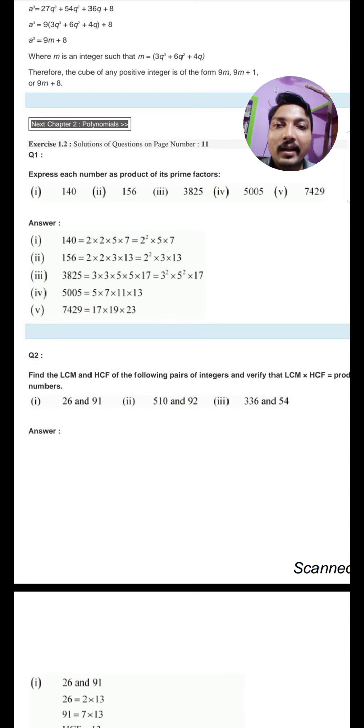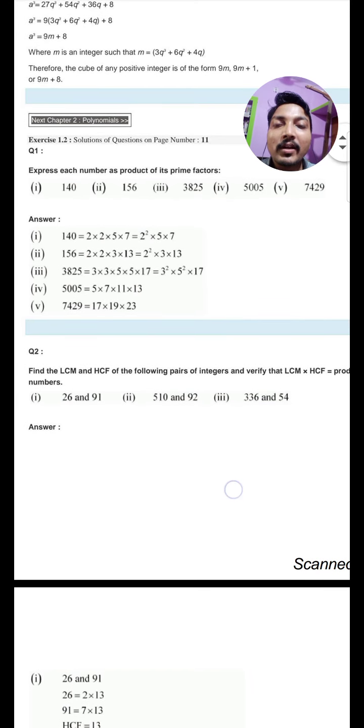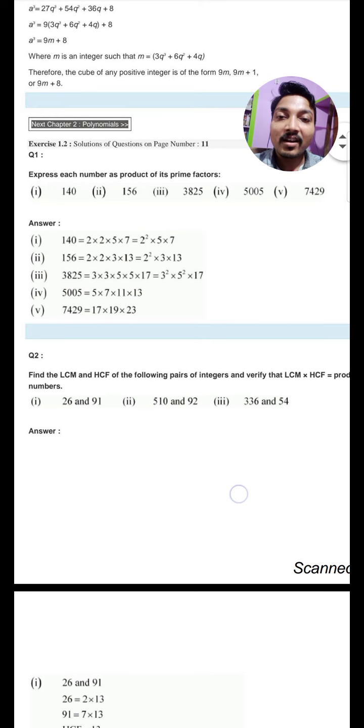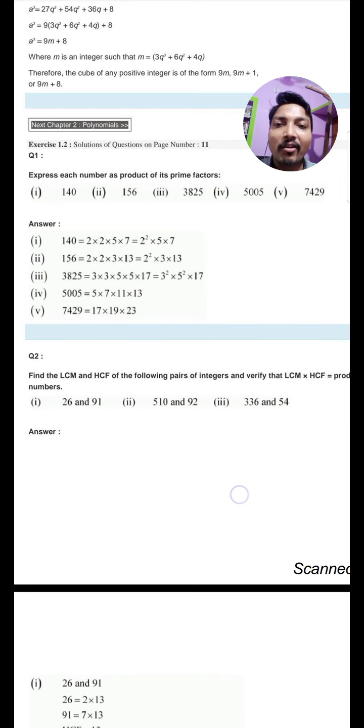One can also write it in exponential form. Here 2 is multiplied 2 times, so one can write it as 2 square into 5 into 7. Just like the first part I have discussed, in the same manner the second part can be done, and also the third, fourth and fifth questions.